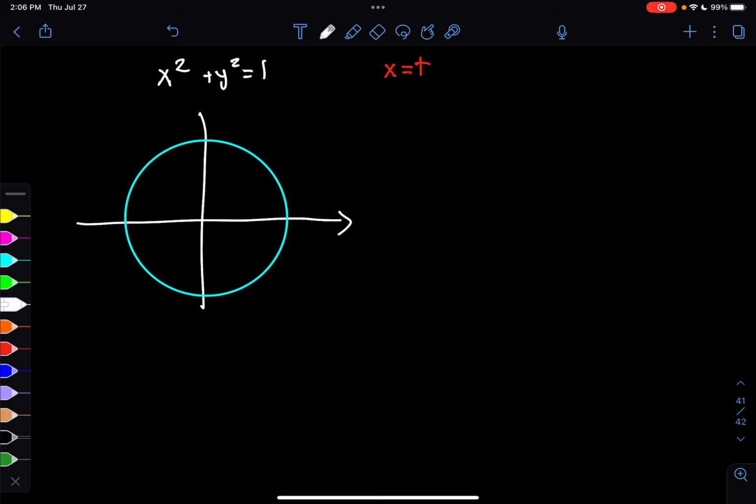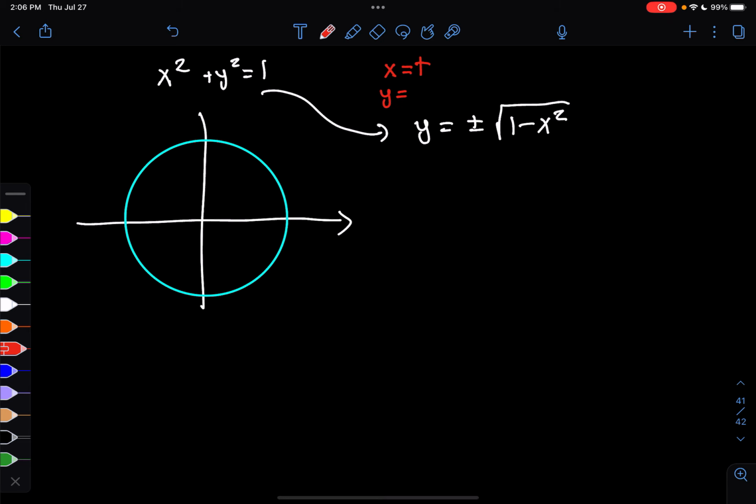Well, first off, I'm going to rearrange this equation to be y is equal to plus or minus the square root of 1 minus x squared by just moving some things around and taking a square root. And so what does this do? If I let x be equal to t, then y is going to equal plus or minus the square root of 1 minus t squared. And technically this is a parameterization for this circle, right?